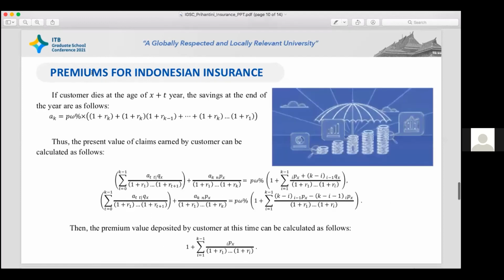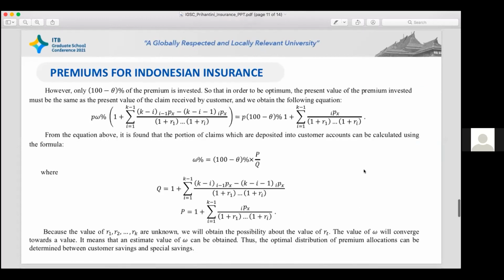And then if the customer dies at the age of X plus T years, the saving at the end of the year is AK, with AK based on the formula. Thus the present value of the claim earned by the customer can be calculated with this formula too. Then the premium value deposited by the customer at this time can be calculated with 1 plus the sum of this formula.